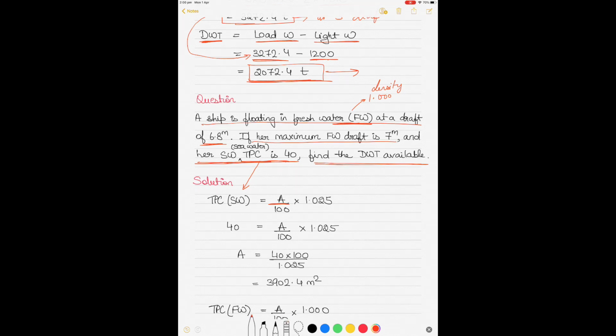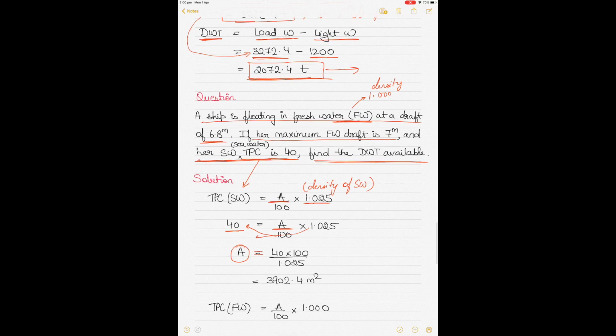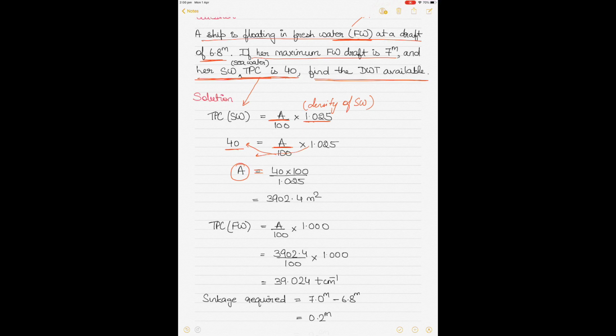This is the density of seawater. If it was freshwater, I would have written the freshwater density. This is the density of seawater because it's given that the seawater TPC is 40. TPC is 40, given to me. Area I don't know, I have to calculate. The rest of the terms are given. So area will be equal to 40 by 100 divided by 1.025, and I get my area. This is for seawater.